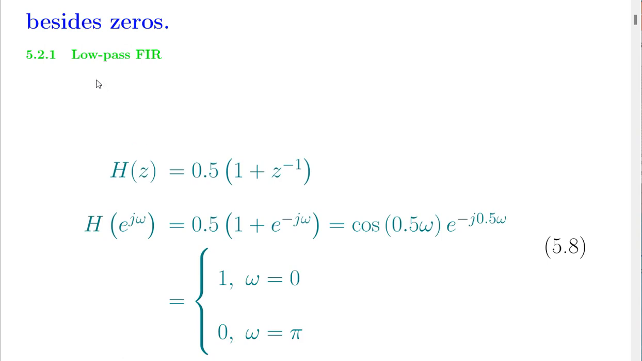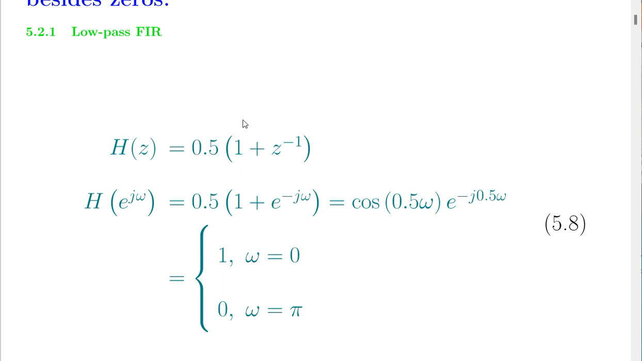Right. The next topic, low pass FIR. Very simple FIR, just having two terms. H of z is equal to 0.5 times 1 plus z to the minus 1. Frequency response will be 0.5 times 1 plus e to the power of minus j omega, which will be equal to cosine of 0.5 omega multiplied by e to the power of minus j times 0.5 omega.